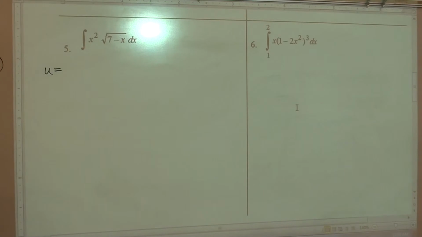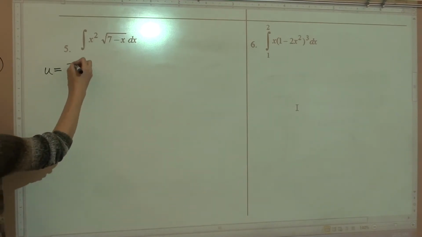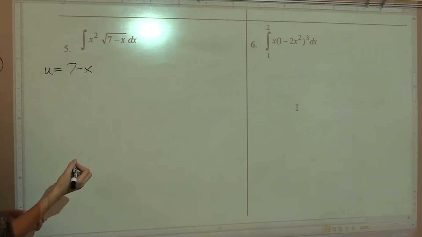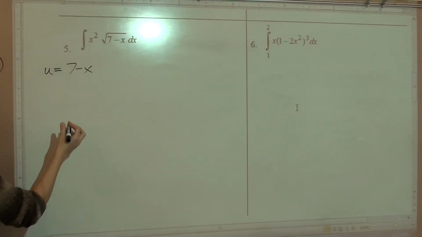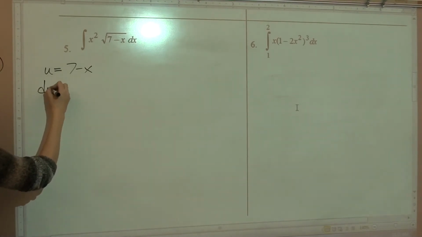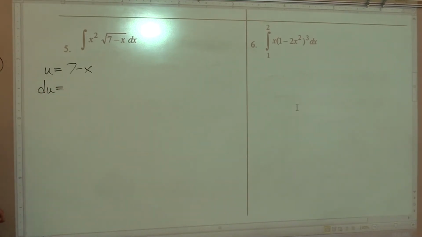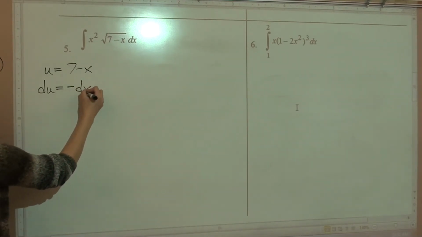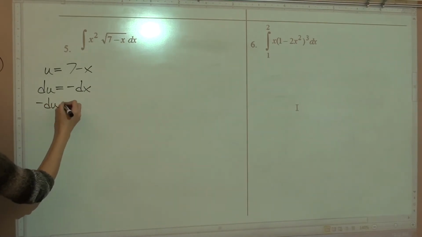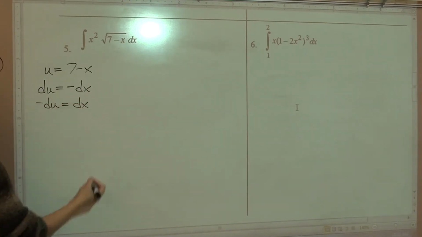What is u for this question? 7 minus x. By the way, this one is way harder than what's on your major exam. What's du? Negative dx. There is no negative here, so I'm going to move the negative away from the dx.